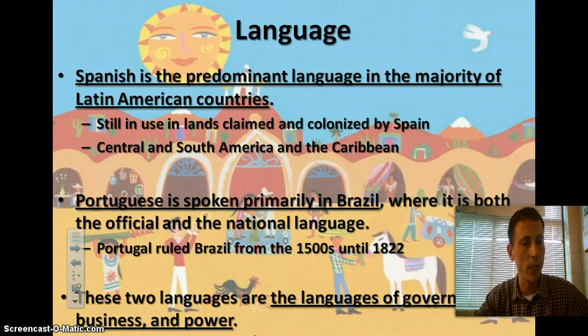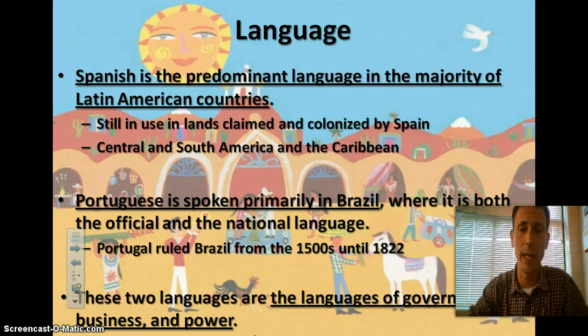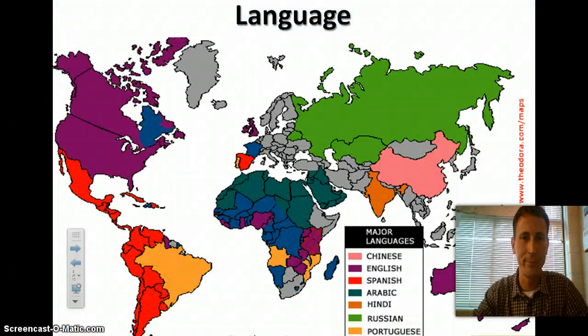Both of these languages are the languages of government, business, and power, meaning that on all official documents you must use either Spanish or Portuguese, depending on the country. You will also find that if you go to trial in those countries, you or your lawyer should be fluent in Spanish or Portuguese.